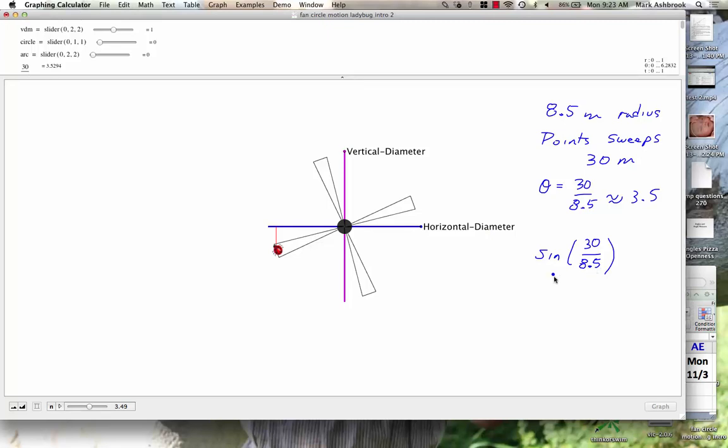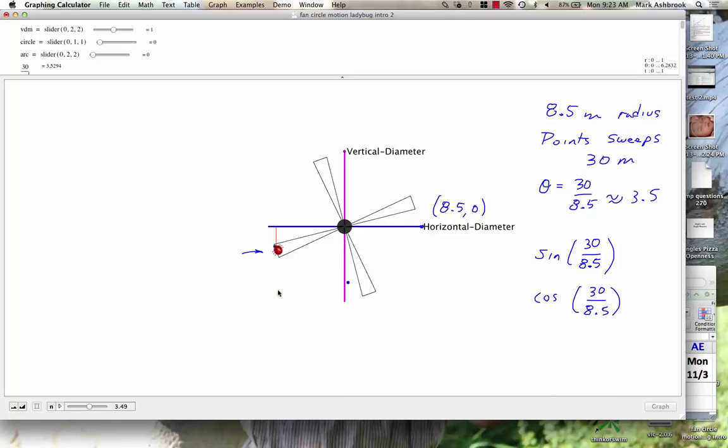So that's our vertical distance above the horizontal diameter. And then the horizontal distance right of the vertical diameter: cosine of 30 over 8.5. And now if we want the coordinates of that point, and all I told you was the coordinates of this point were 8.5, 0, that's the only information you have. And you want the coordinates of that point.